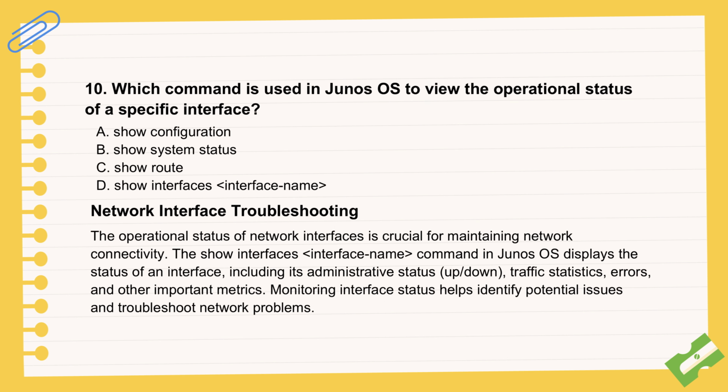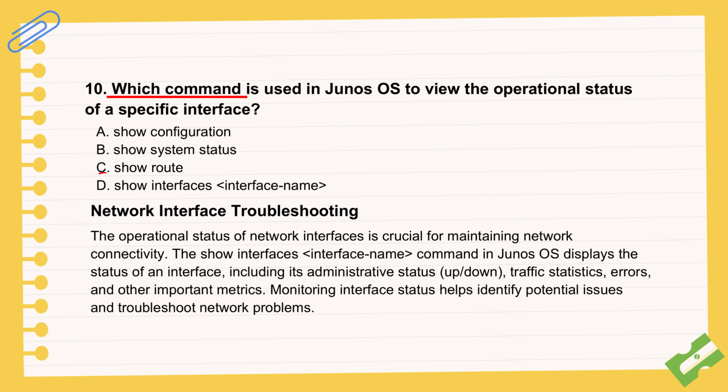Okay, final question, number 10. Back to troubleshooting commands. Which Junos OS command views the operational status of a specific interface? Options: show configuration, show system status, show route, and show interfaces. This one's show interfaces. Absolutely essential command.